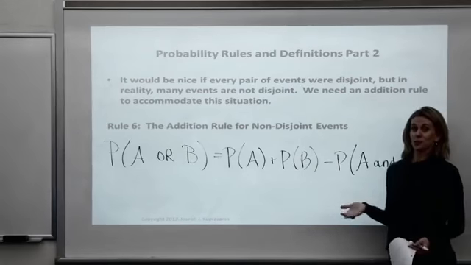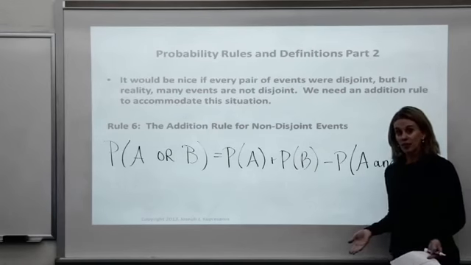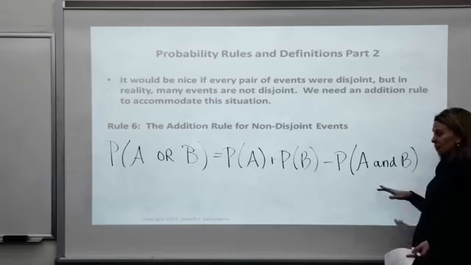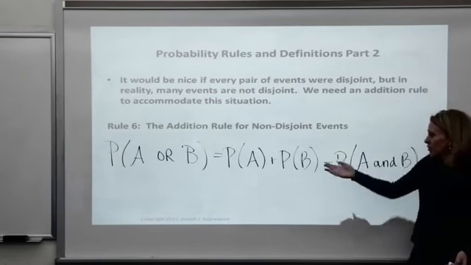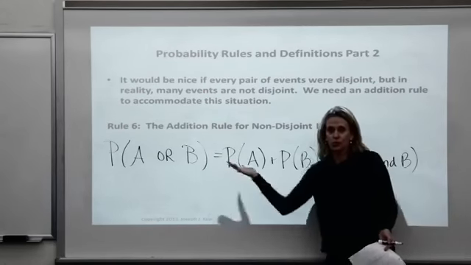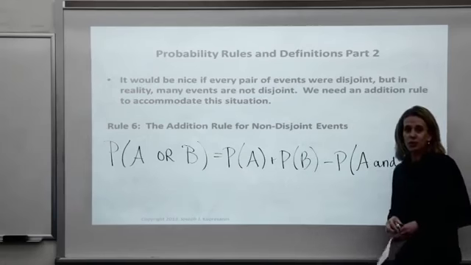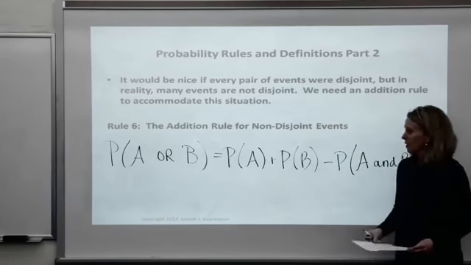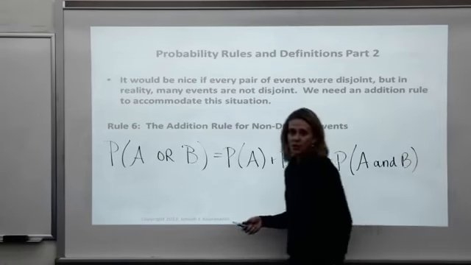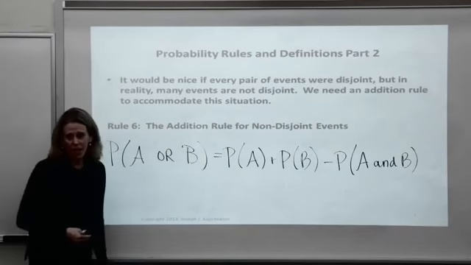We're calling this the addition rule for non-disjoint events. It turns out it works for disjoint events because when your events are disjoint, A and B can't both happen. This ends up being 0, and we have our addition rule for disjoint events. So this will actually work whether your events are disjoint or not. Let's look at some examples and see this addition rule in action.